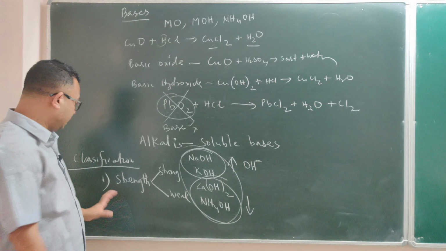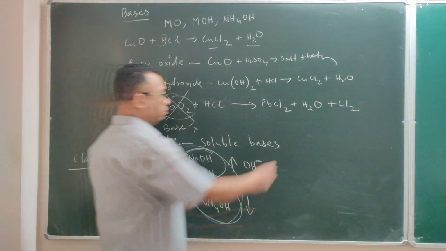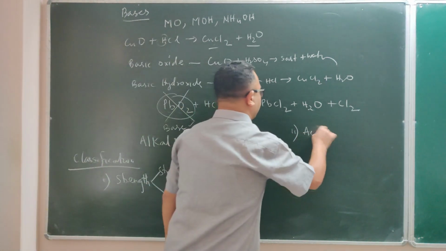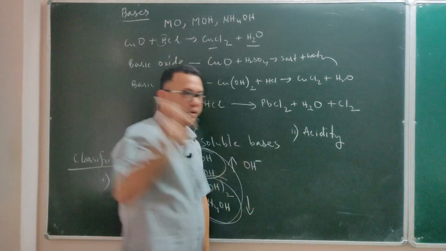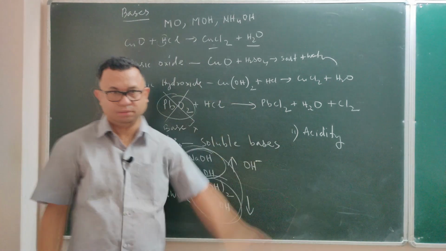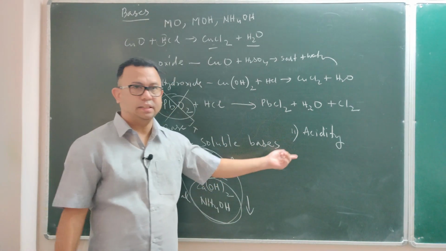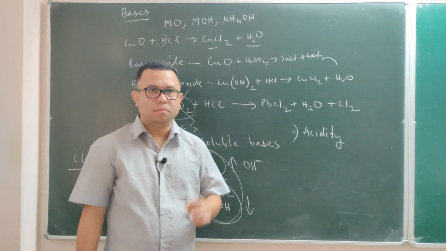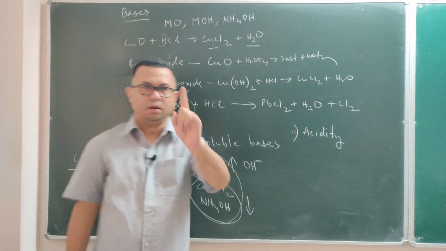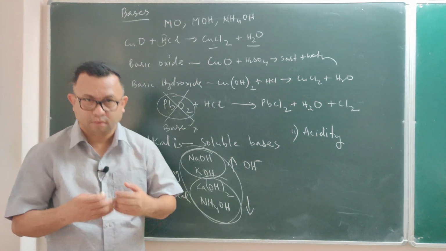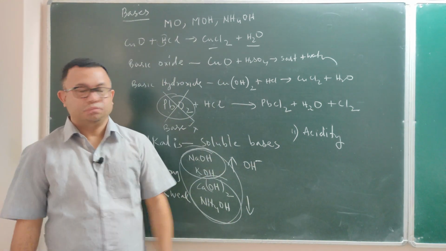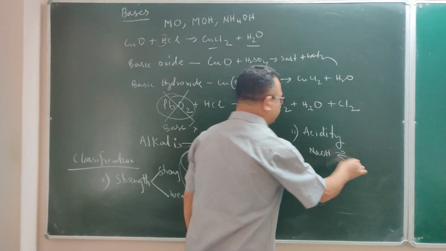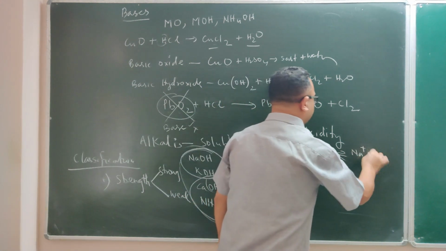Then the second classification. The first one is strength and the second one is in terms of acidity. If you remember, in acid we had said basicity, and now in base we will say acidity of a base. What is the meaning of acidity? Acidity is the total number of hydroxyl ion produced when one molecule of the base dissociates. For example, when NaOH is breaking into ion, it will produce Na plus and OH minus.